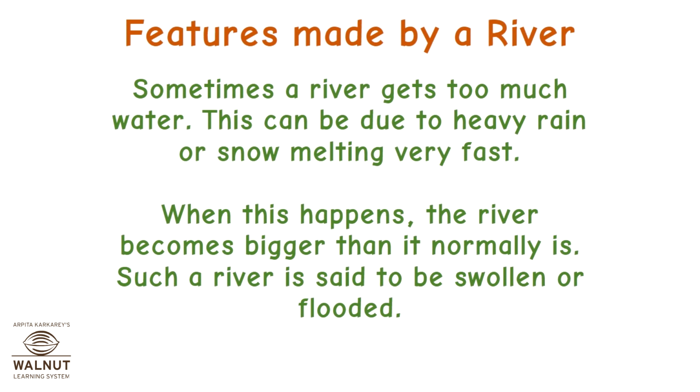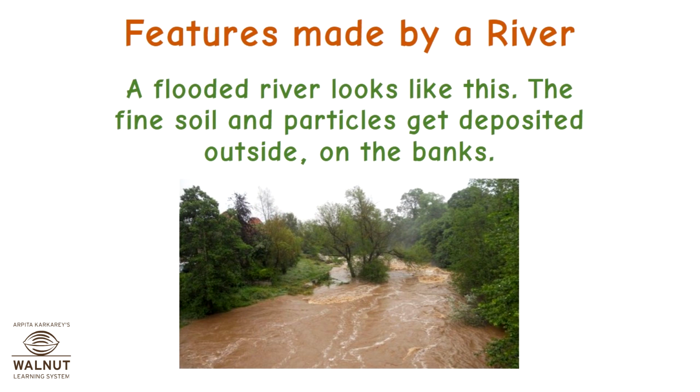Sometimes a river gets too much water. This can be due to heavy rain or snow melting very fast. When this happens, the river becomes bigger than it normally is. Such a river is said to be swollen or flooded. A flooded river looks like this.